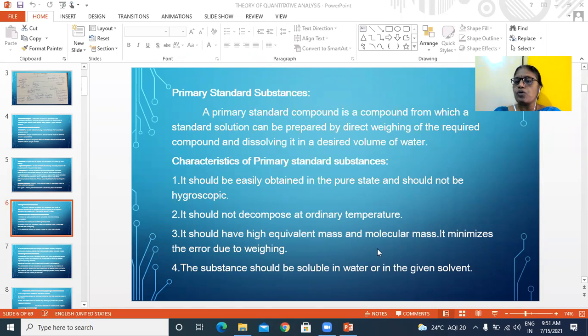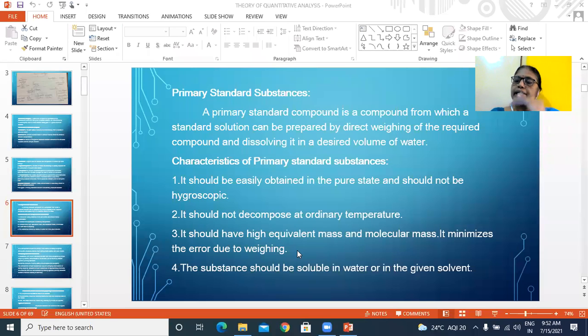Third, it should have a high equivalent mass and molecular mass. It minimizes the error due to weighing. By weighing a substance only, we find out its concentration accurately, and a solution whose concentration we know accurately is a standard solution. So for a primary standard substance, the equivalent mass and molecular mass should be very high. If the molecular mass or equivalent mass is very high, it minimizes the error in the weighing process. For example, if I want to prepare a primary standard substance whose molarity is 0.1 M, I have to choose some 0.53 or 0.58 or 1.28, whatever may be the weight of the substance.